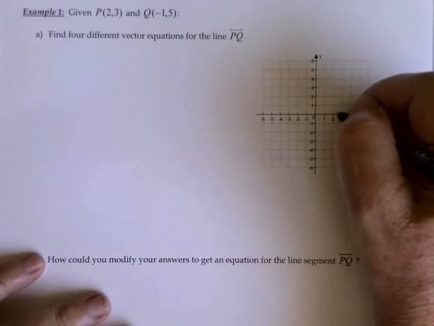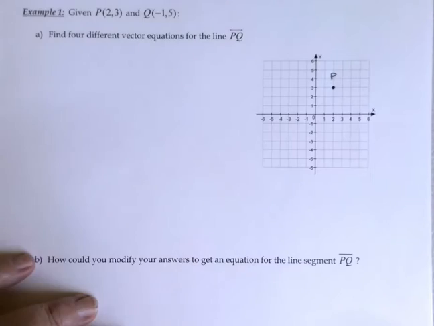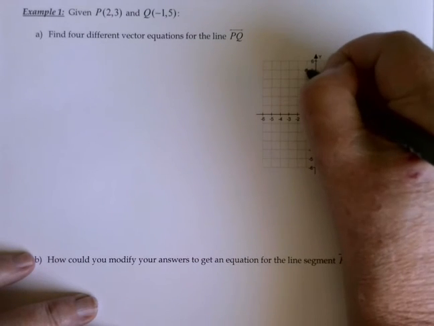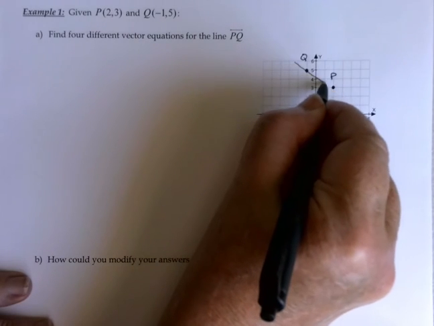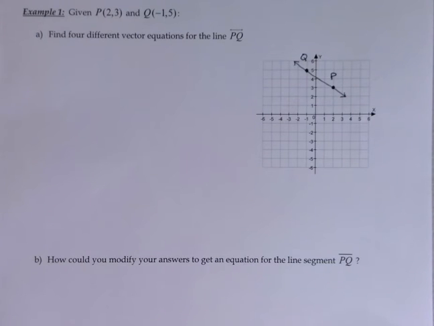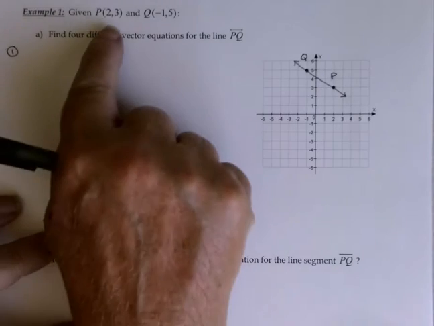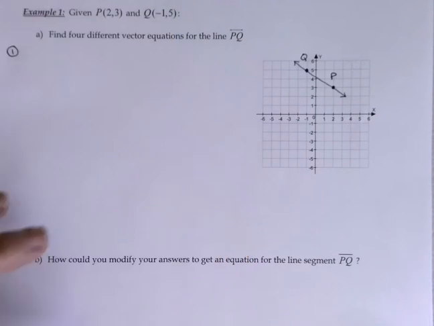Let's just start by graphing it. (2, 3), there's P, and (-1, 5), there's Q. So I'm looking at that line that runs through those 2 points. All right. Equation 1. I need a direction vector and a starting point. Now, it didn't specifically say that we're going from P to Q, or vice versa, from Q to P. So I can pick my direction vector either way.